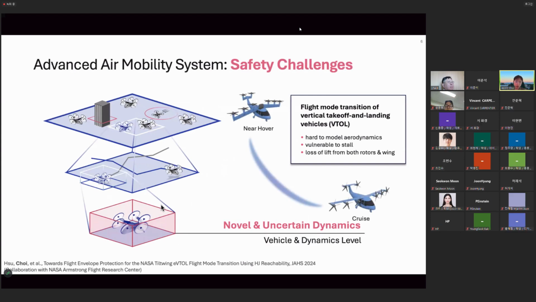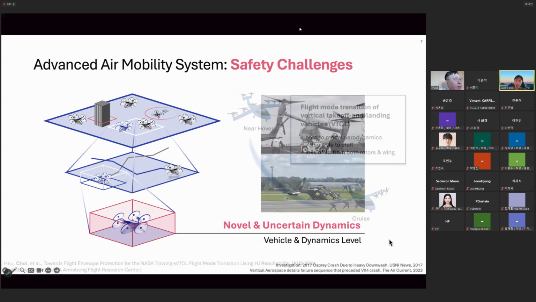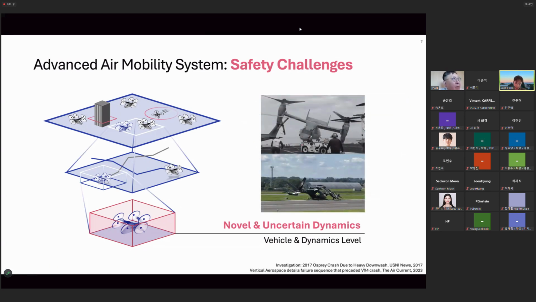At the vehicle level, one of the main novel challenges is that many of these new-generation aerial vehicles go through a so-called flight mode transition between hover mode, or helicopter mode, and cruise mode, or airplane mode. During this transition, we have a lot of uncertainty due to uncertain, hard-to-model aerodynamics. The vehicles are also much more vulnerable to stall conditions, and a precarious balance has to be met between the lift from the rotors and the lift from the wing. All these challenges make the vehicle susceptible to loss of control during the flight mode transition, which can lead to accidents. These accidents have actually happened in the past, during the actual operation of vertical takeoff and landing vehicles or flight test programs of new-generation vehicles.